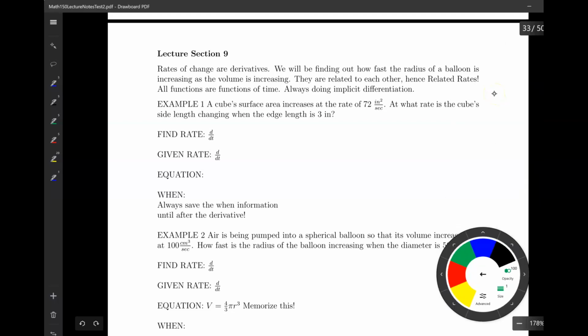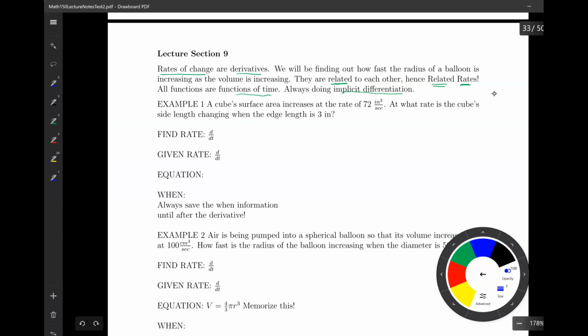All right, so now here we are. Derivatives are called rates of change. So we're going to be talking about how two derivatives are related to each other. So rates are derivatives, related rates. So we're going to be doing implicit differentiation because we have them all as being functions of time.